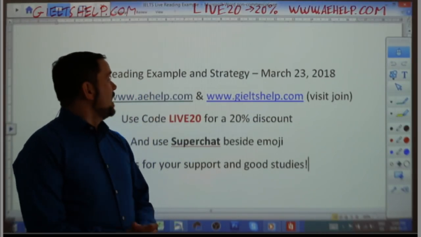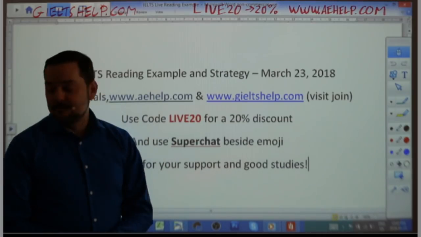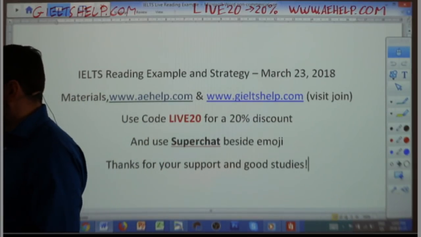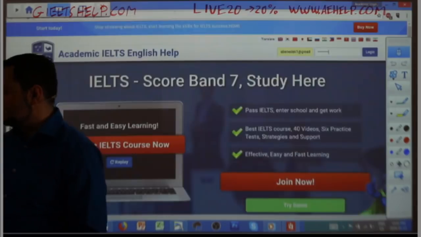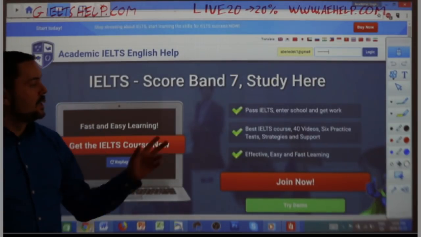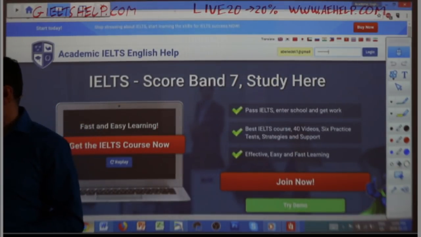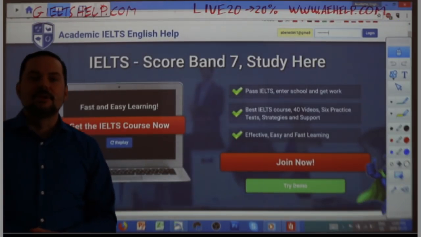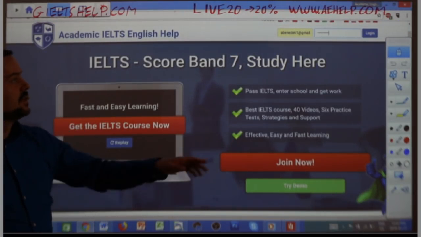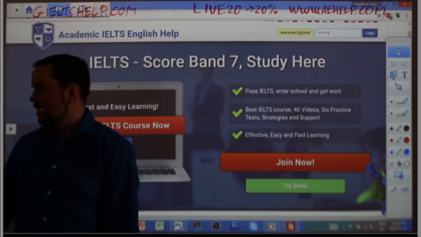All right, guys, so again, today, IELTS reading example and strategy. These materials are coming from our website. Here is what our website looks like. This is our homepage here. You can use this website on your tablet or on your phone. It does adjust. You log in at the top like most other websites.